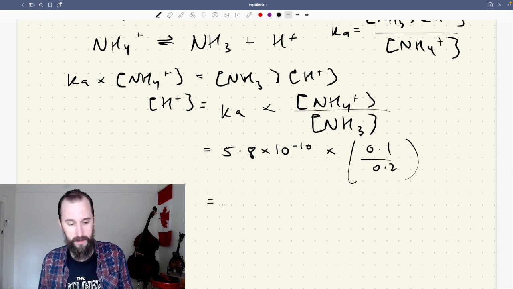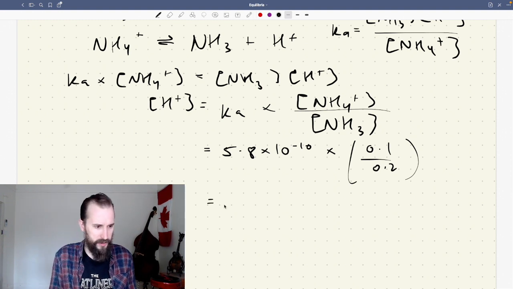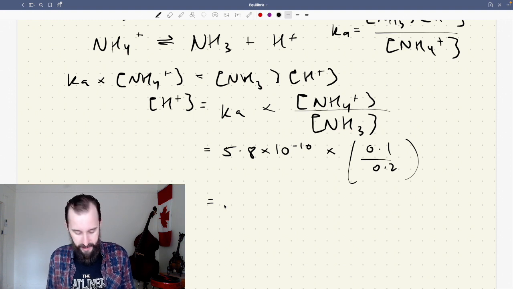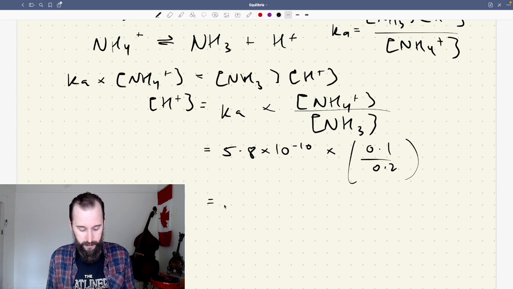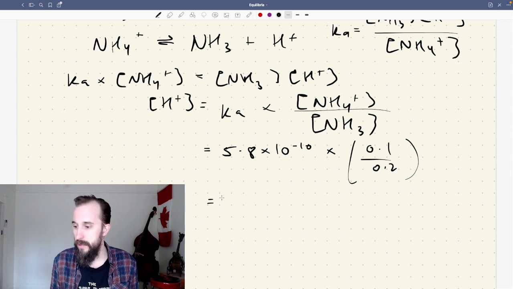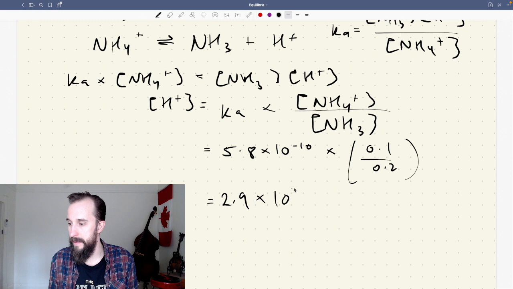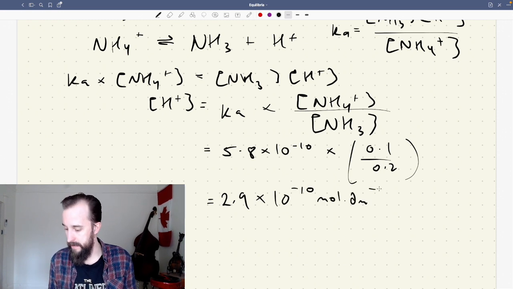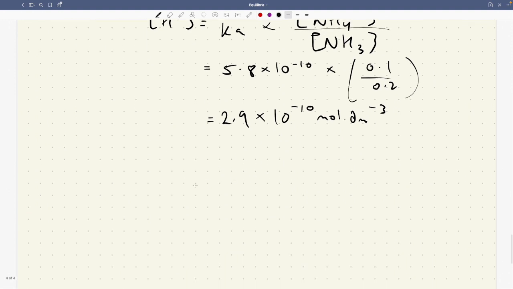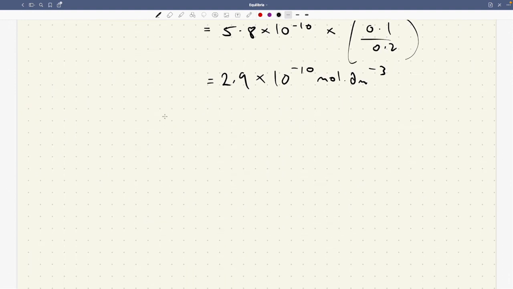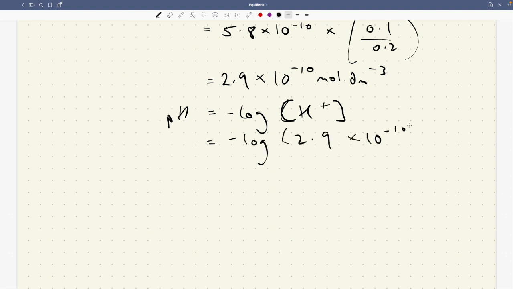If we plug this in, we're going to end up with our hydrogen ion concentration: 5.8 times 10 to the minus 10, times 0.1 divided by 0.2. That'll give us an answer of 2.9 times 10 to the minus 10 moles per decimeter cubed, which we plug into our pH equation. pH is equal to minus log of the hydrogen ion concentration. We have an answer for that above: minus log of 2.9 times 10 to the minus 10.